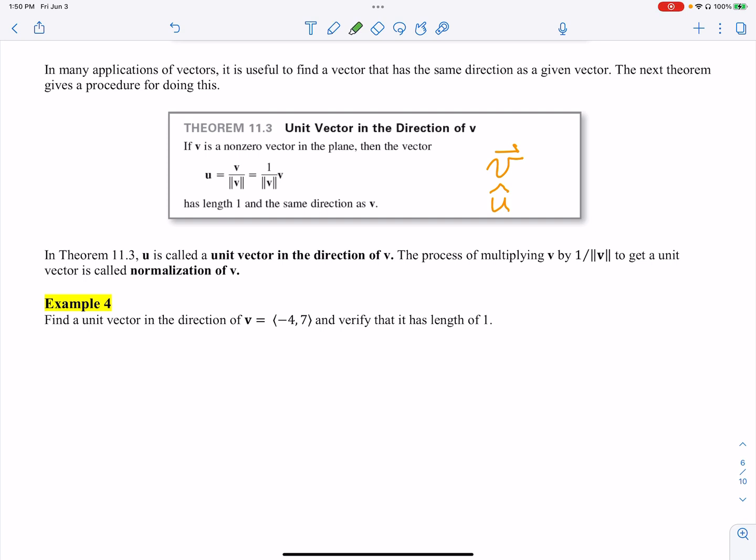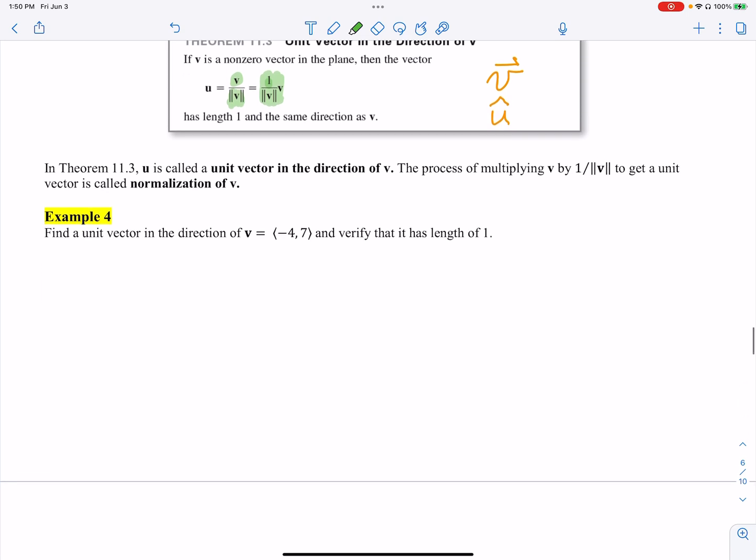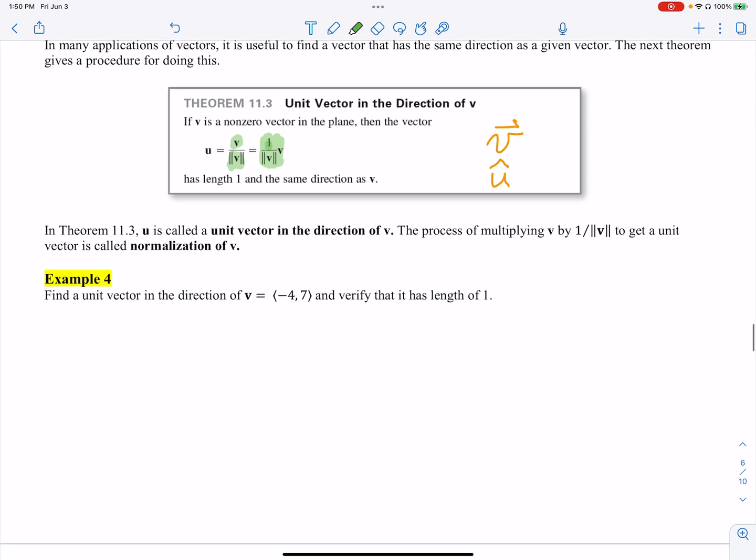How we do this is I take my vector v, and I divide by its magnitude. And that gives me a unit vector. That'll make sense the more you do it, and you'll understand why they defined it that way. If you're given a vector and want to find the unit vector, find the magnitude and divide every component by that magnitude. This is called the normalization of v. Remember, we called the magnitude the norm. So let's find a unit vector in the direction of that and verify that it has length 1.